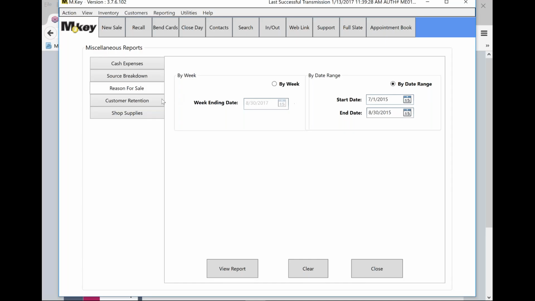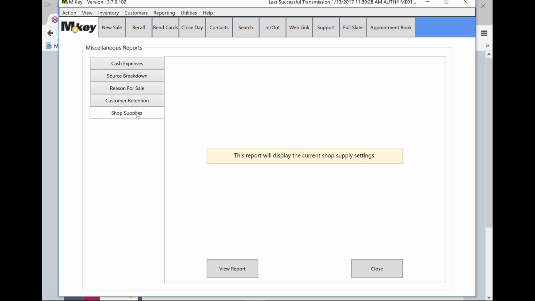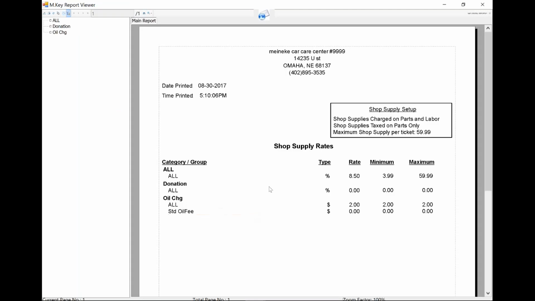And then the last report I want to show you is your shop supplies report. It's real simple. All you do is select shop supplies under miscellaneous reports of view report, and it tells you what your settings are. You don't need to print it out. This tells you exactly what your settings are, how your shop supplies are taxed, and then here they're taxed on parts only. They're charged on parts and labor, and what the minimum shop supply per ticket is. These are things you should look at and change as needed.